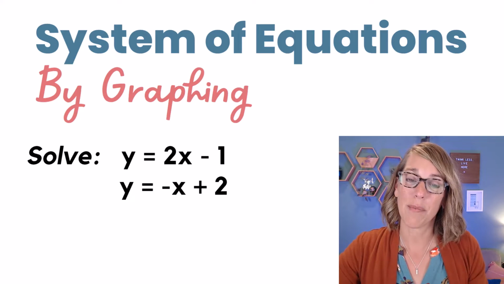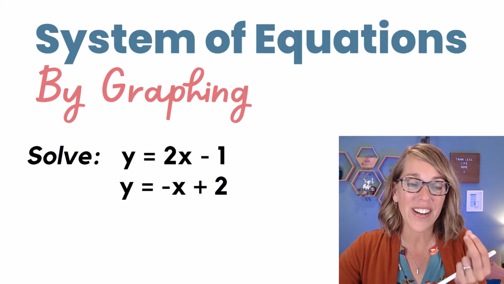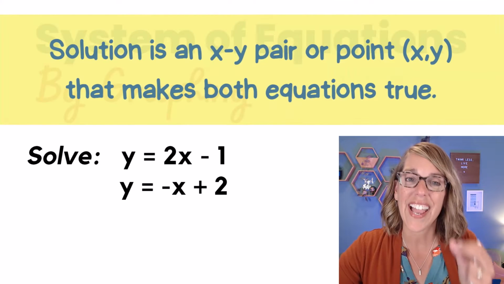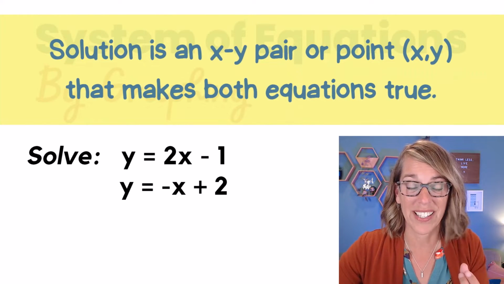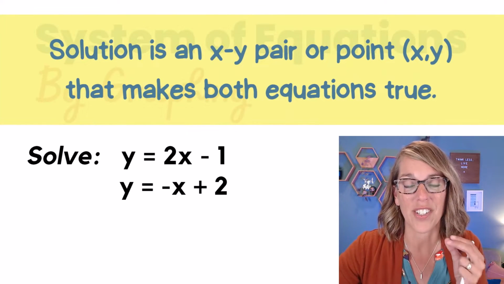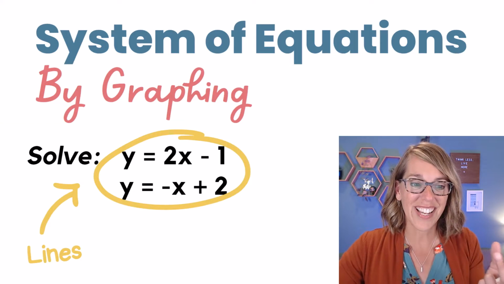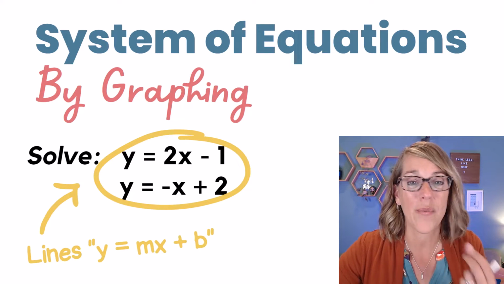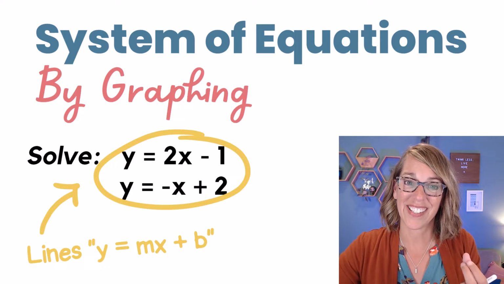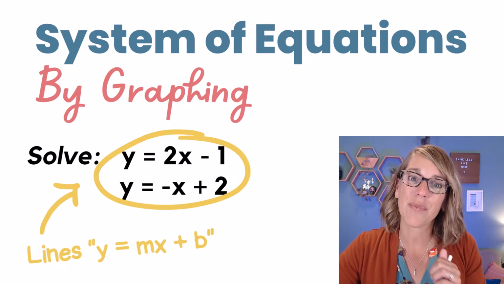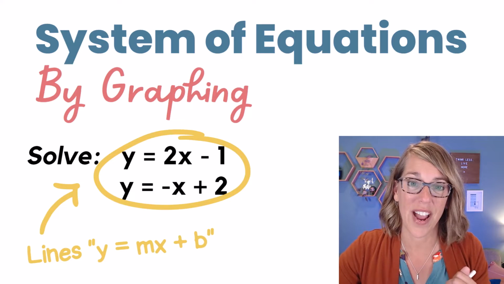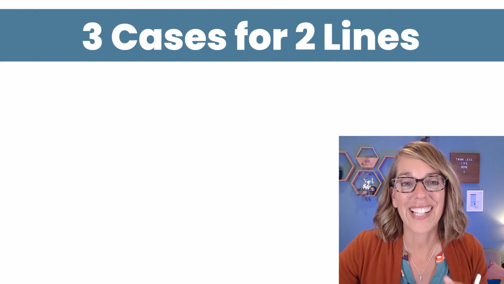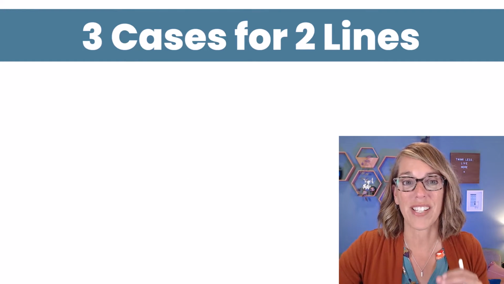When you're solving a system of equations like this, you are looking for the variables, the xy pair or point, that make both equations true. As we're looking at this, it turns out that both of these are lines. I've got y to the first degree and x to the first degree, which makes these really easy to solve with graphs.